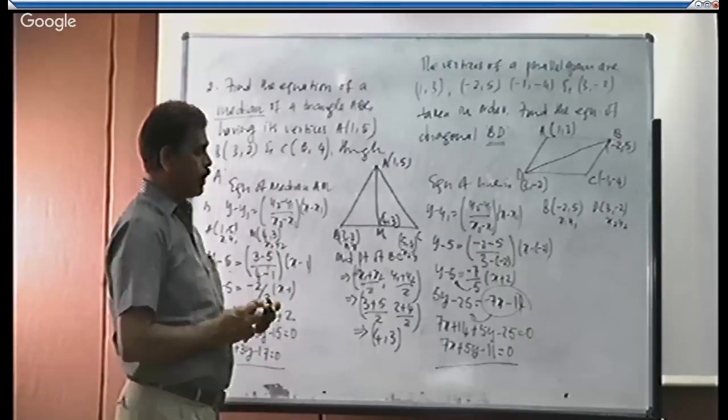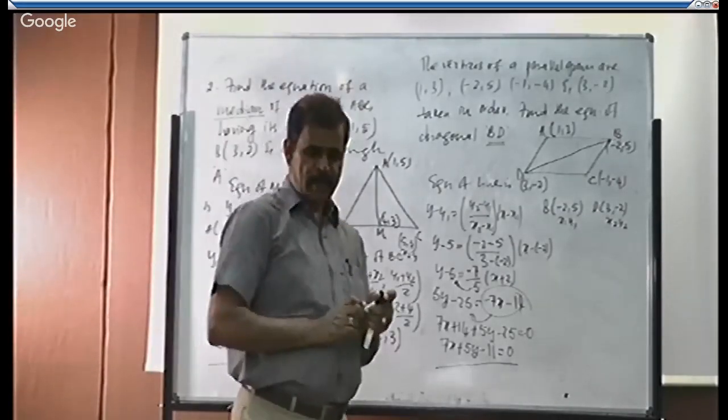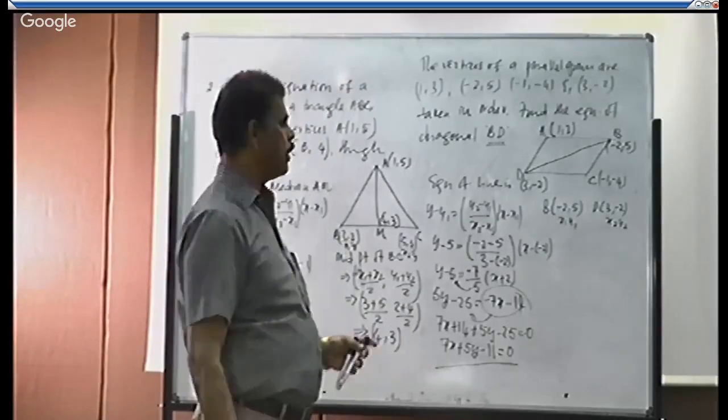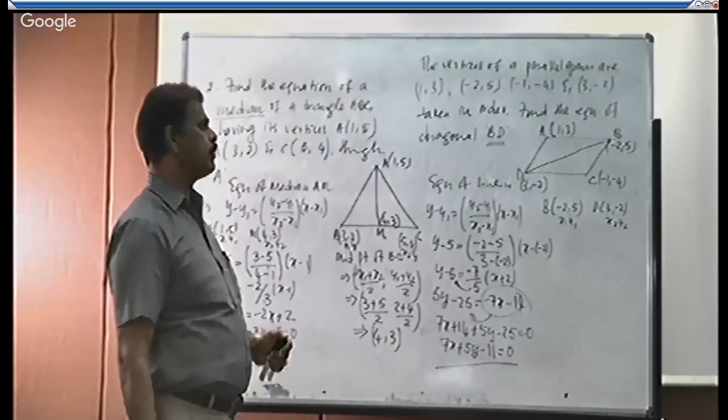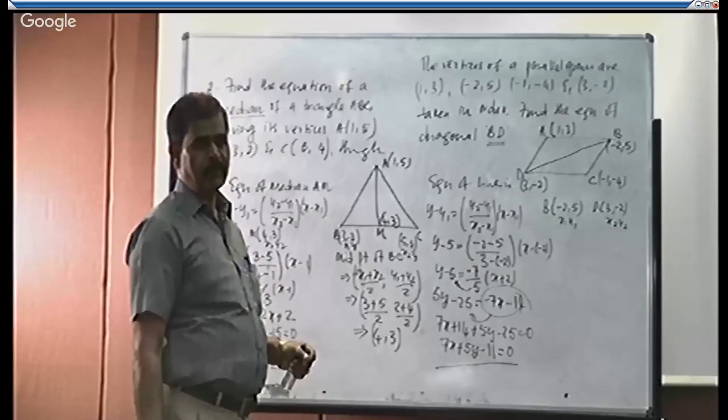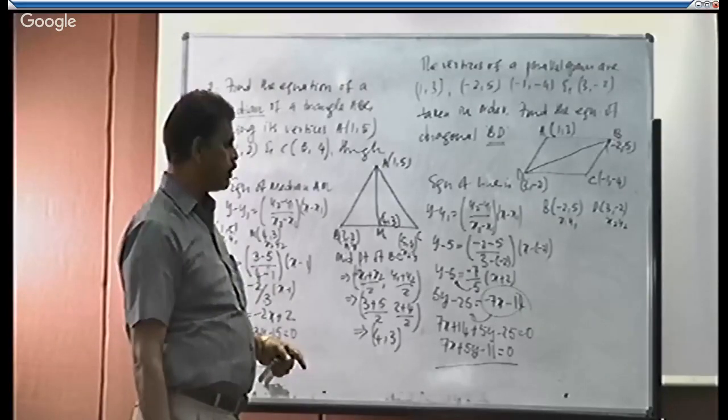Like that, if they ask for diagonals, you carefully take the diagonal and the line points should be taken as first point x1, y1 and second point x2, y2, and take the two-point form and substitute.